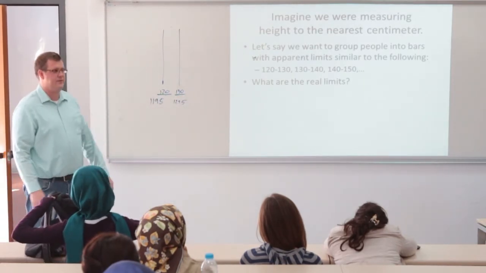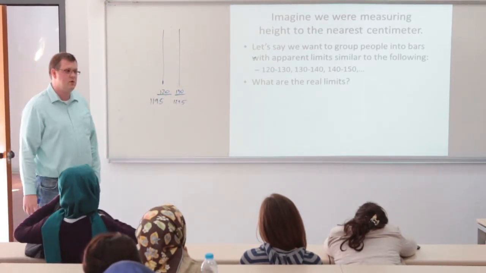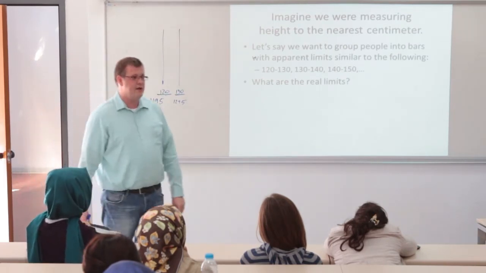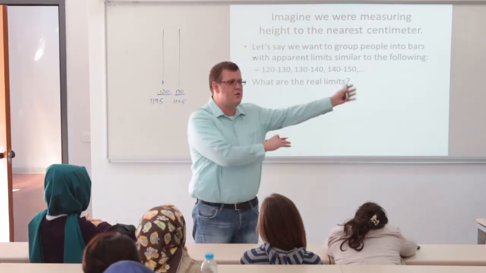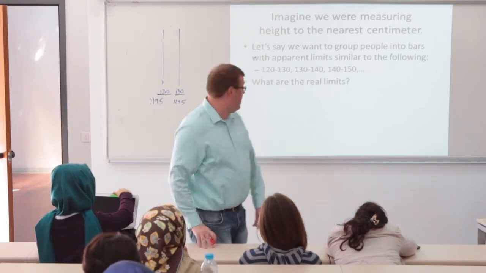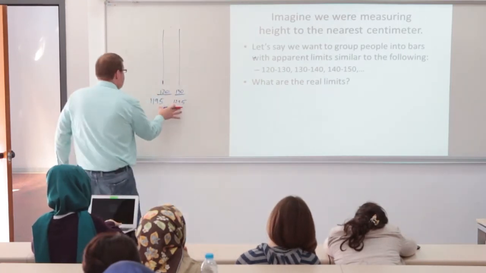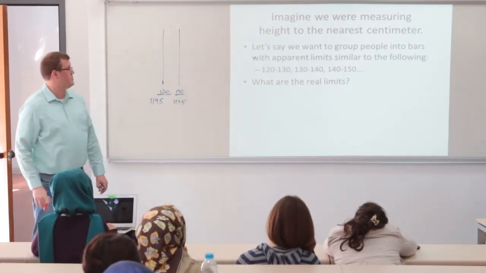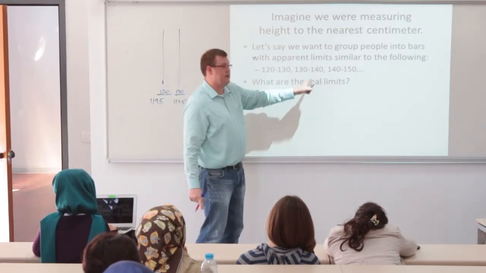Okay, it's 120. It's 130. What's your IQ? It's 112. Okay, it's 112.12? No, 112. Right? So these are the real limits for those apparent limits. What are the real limits for these apparent limits?